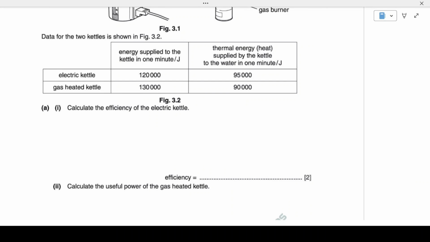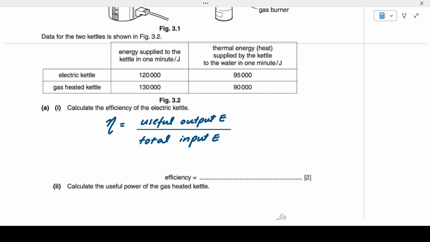Efficiency means the useful output energy divided by total input. The formula has to be written as it is, so at least in case you make a mistake, you should be getting the C1 compensation mark, which is a mark for the formula. Efficiency equals useful output divided by total input.